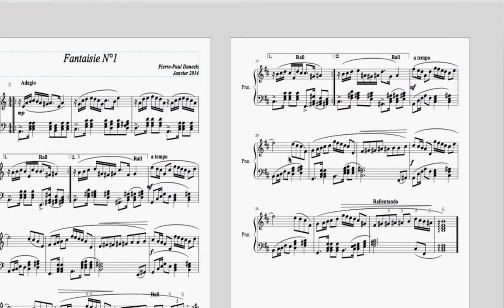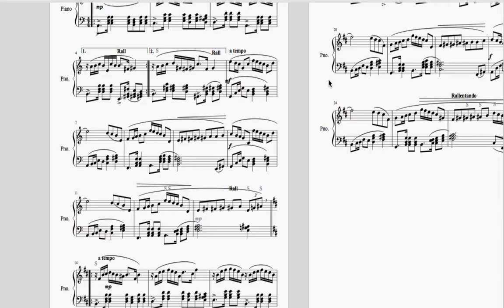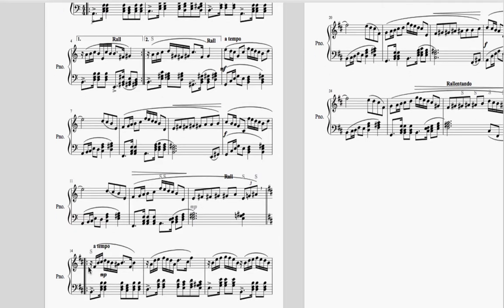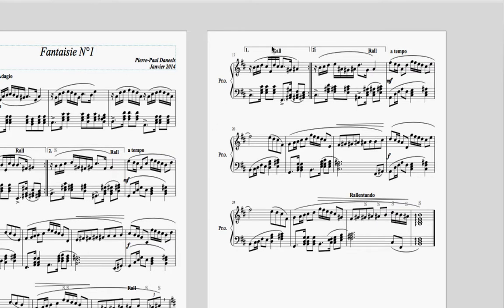So again, we have a first ending, and then a repeat down to here. And then we're going to go back the second time. We're going to skip the first ending, and now we play the second ending, and we continue forward, right? And then we get to a tempo again, forte, another rallentando, and then the end.